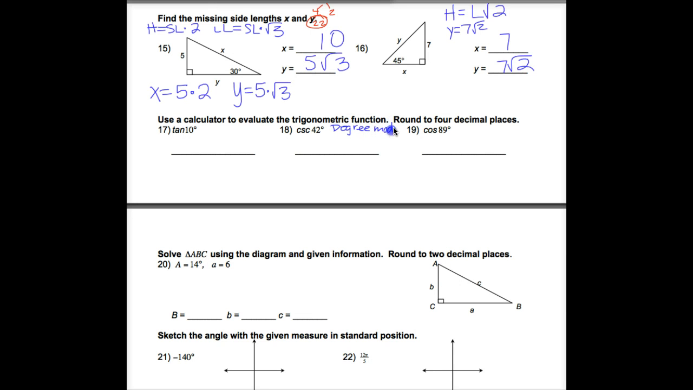So remember, there's no cosecant button. You have to do 1 divided by the sine of 42. Do not do second cosine or something like that. Those are inverse trig functions. That's totally different. You're doing 1 divided by the sine of 42 to come up with your answer. It says round to 4 decimal places, so 1.4945.